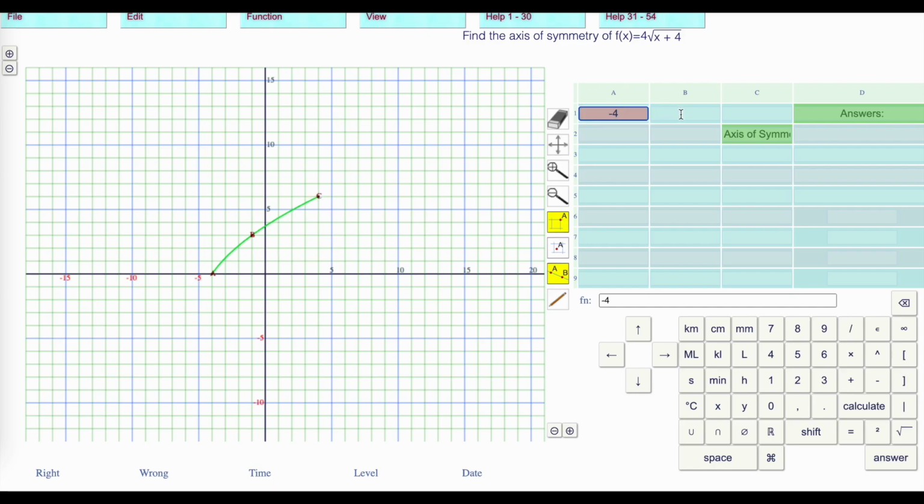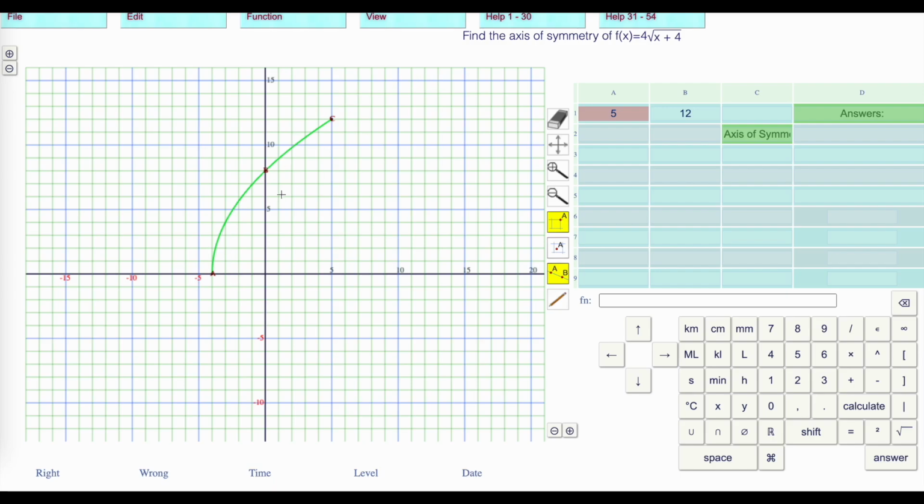When x is negative 4, the y should be 0. It's equal to 4 times the square root of the x value plus 4, 0. When x is equal to 0, y is equal to 8. When x is 5, y is 12. This is what our graph is going to look like.